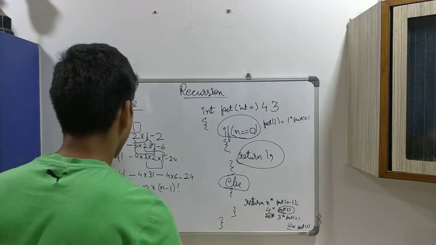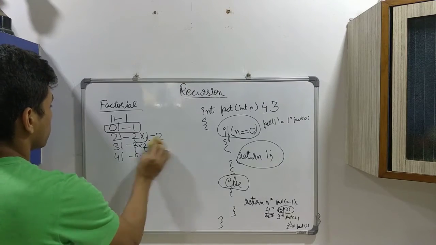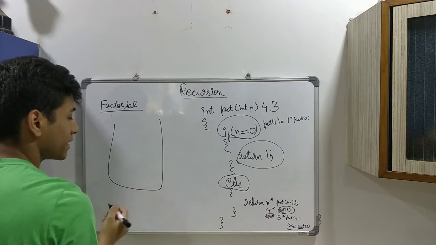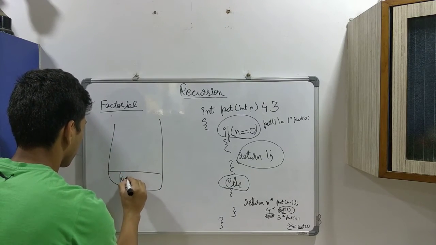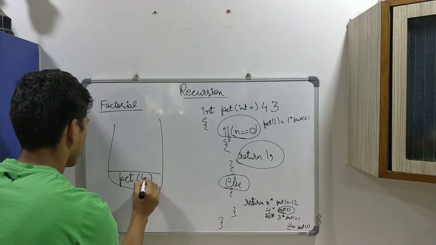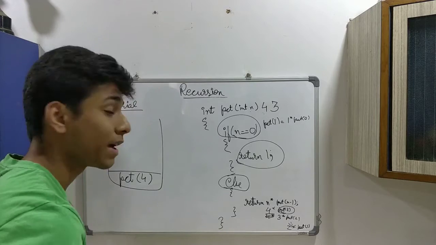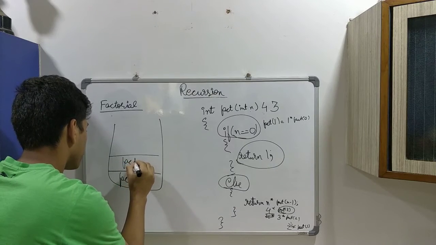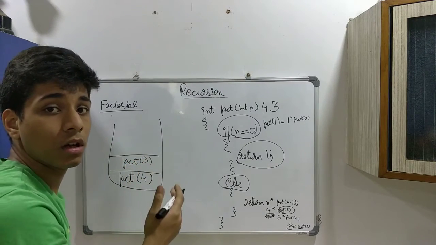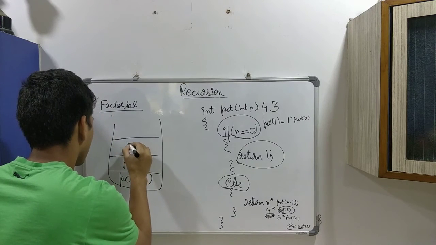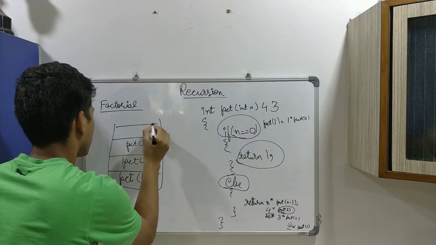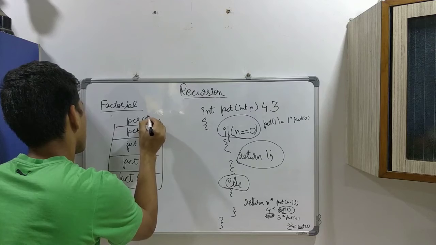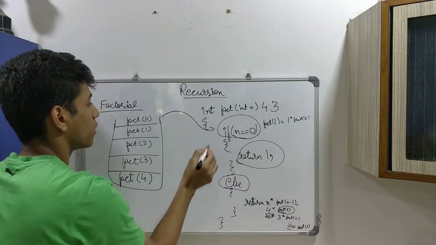So what happens in the memory of the program? Inside the memory of the program, let's say this is the memory, the first function, factorial 4, is called initially by the user. What this function does is it calls the next function, factorial of 3, and waits for its answer. Then this in turn waits for factorial of 2, which waits for factorial of 1, which waits for factorial of 0, which we know from here is 1.